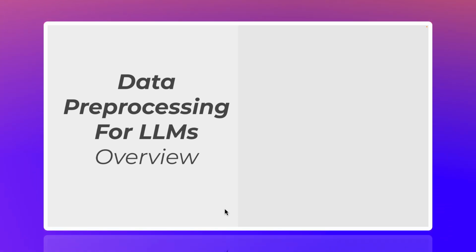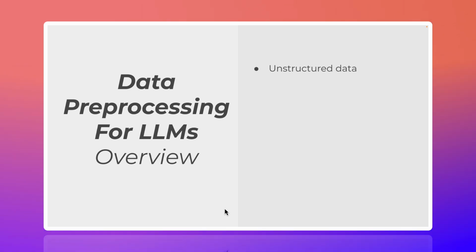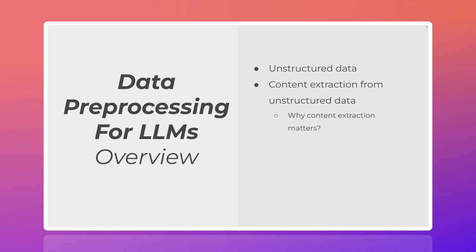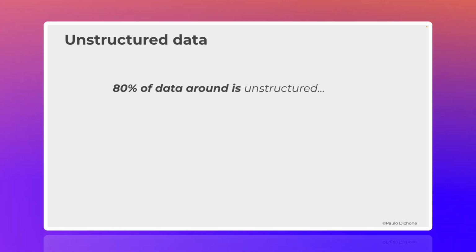So we're going to go through a lot of things here. We're going to talk about unstructured data, of course, the content extraction from unstructured data, the whole process, why content extraction matters and how it all works, the intricacies and everything, and of course the key concepts. The truth of the matter is 80% of data online is actually unstructured. But exactly what does that mean, unstructured data?